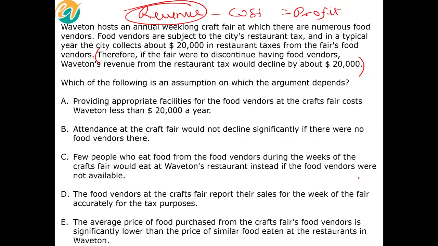Taxes always contribute to the revenue part, right? So the revenue is very clearly given. Waveton's revenue would decline by $20,000, right? Now, providing facilities for food vendors obviously is a part of the cost. We don't care about that because the scope of the argument is revenue from taxes. So cost or profit for this particular argument would be out of scope.